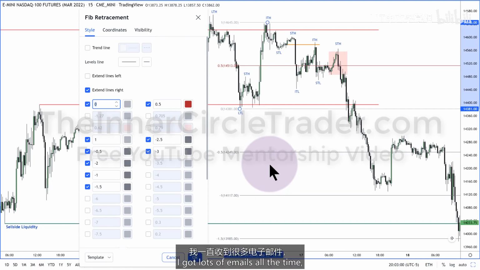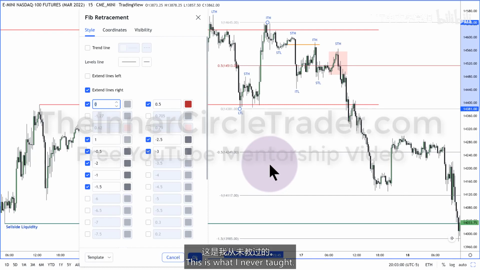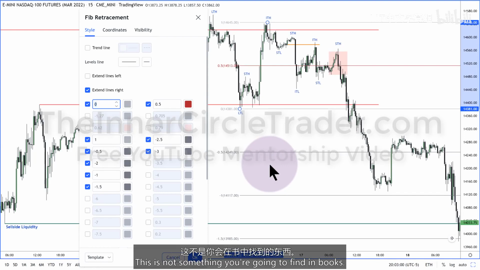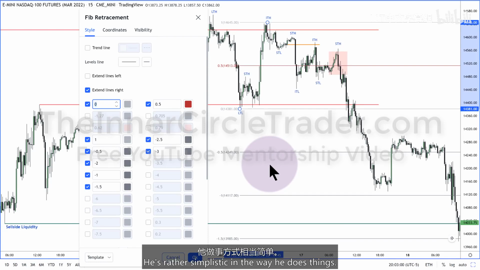When I was on Baby Pips, I got lots of emails all the time and people would post in the forum, why are you anchoring your fib to that swing high and not this swing high? This is what I never taught. This is what I'm showing you today. This is advanced market structure. This is not something you're going to find in books. Mr. Williams, I'm sure, doesn't even know it like this. He's rather simplistic in the way he does things. That's the only thing I've really gleaned from him.